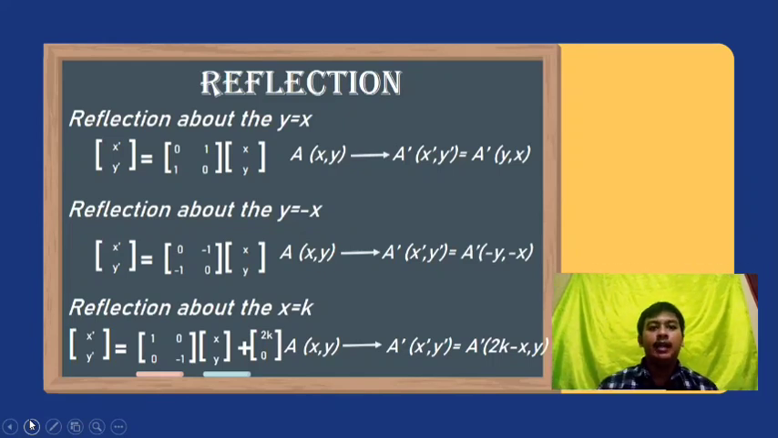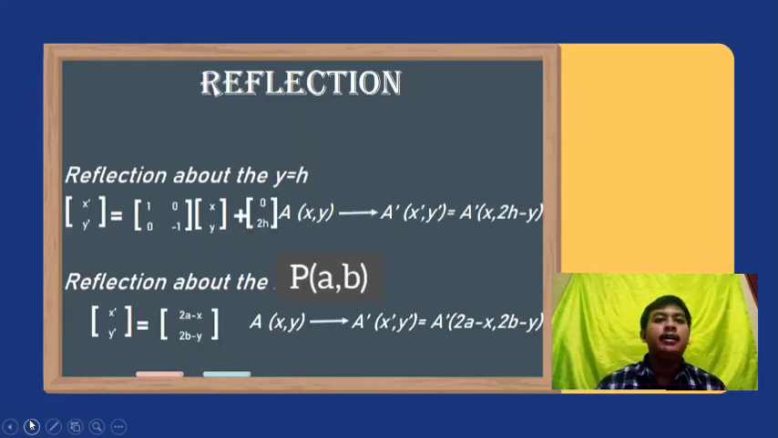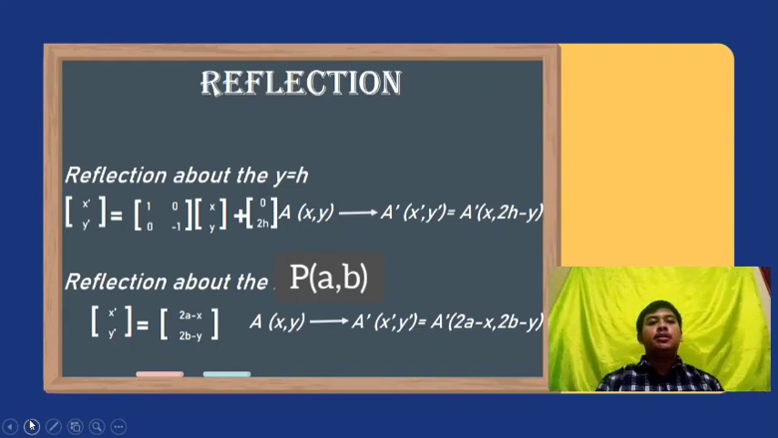Number 7, reflection about the line y equals h. In this case, the y point will be added by 2h. So the new coordinates are (x, 2h minus y).